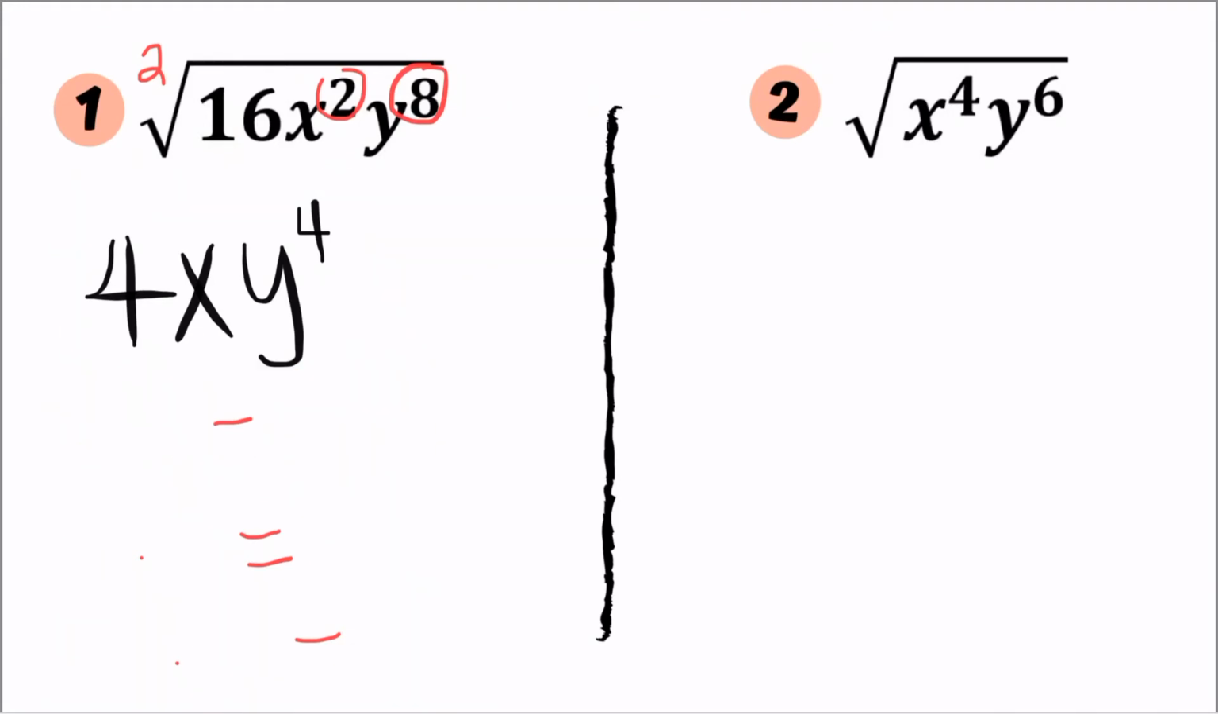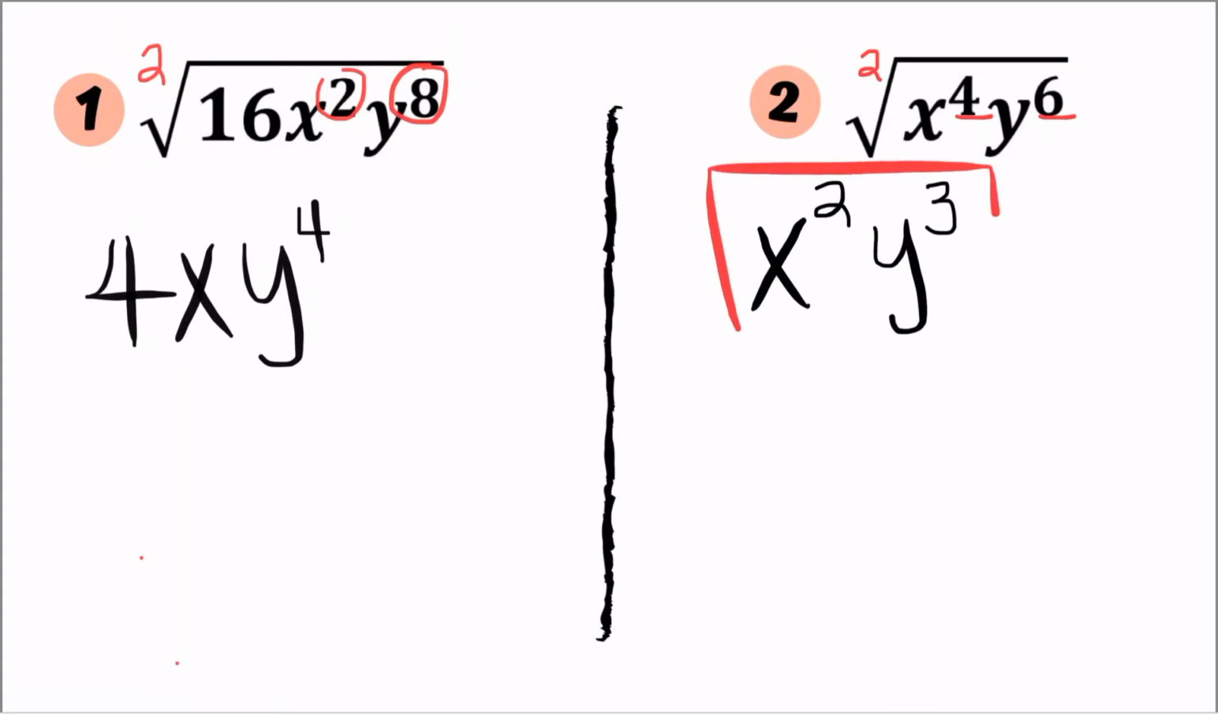So on number 2, I have the square root of x to the 4th y to the 6th. Again, my index is a 2 because this is a square root. And this one works out great because both of these exponents are multiples of 2. So I can just go ahead and divide. 4 divided by 2 gives me 2, so that's x squared. 6 divided by 2 is 3, so y to the 3rd. And that is my answer.